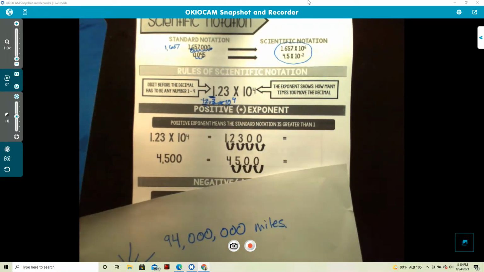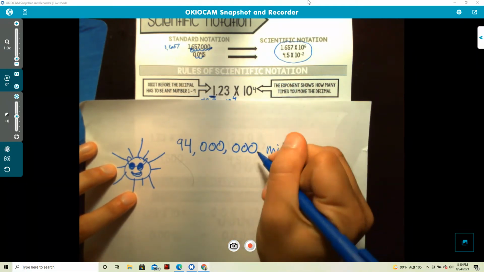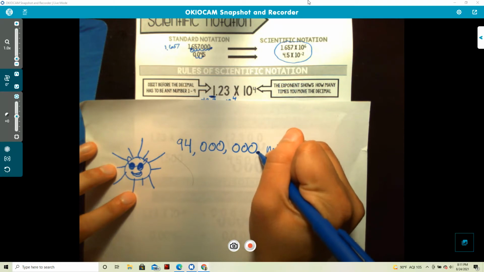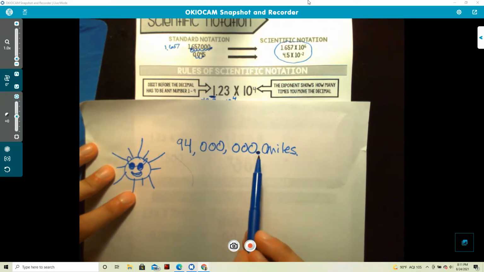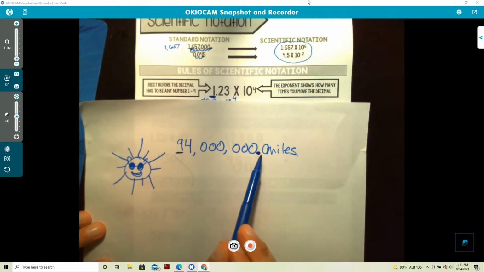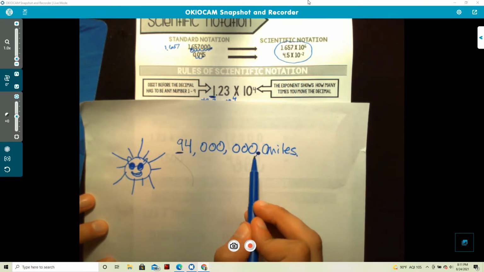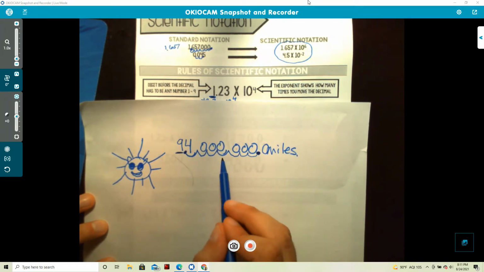All right, so let's take a look at some of these. Now let's go ahead and do our sun example. We have 94 million, so we're going to identify our decimal. We put 0.0, that makes it easier. Remember, our goal is to move the decimal to where there's one number, any number 1 through 9, before the decimal. So we need to move this decimal from here to here. We're going to move this 1, 2, 3, 4, 5, 6, 7 times. So that's 7 times we move.